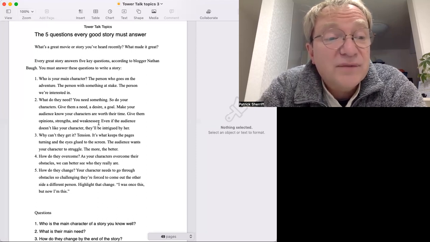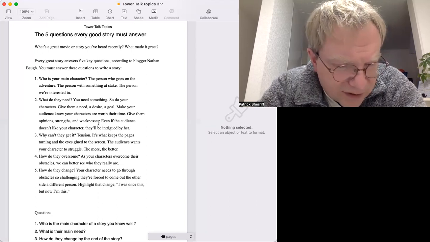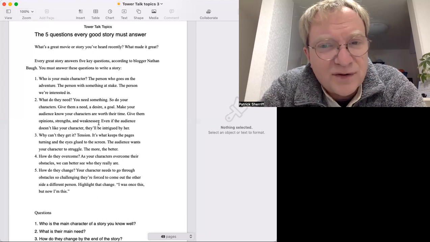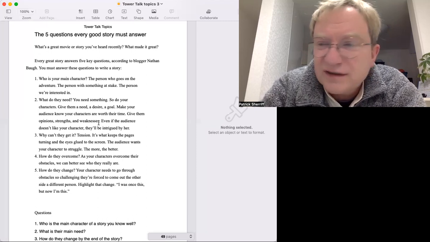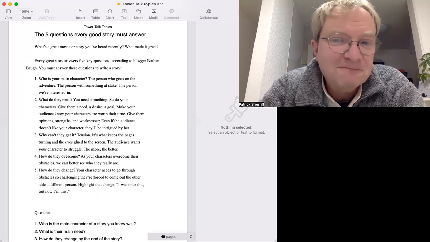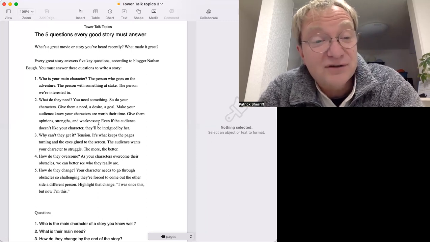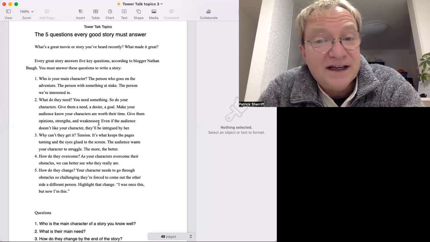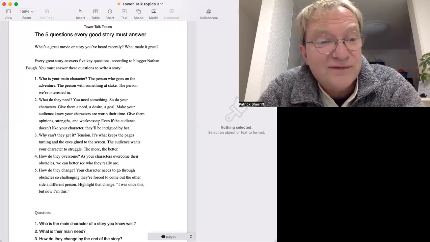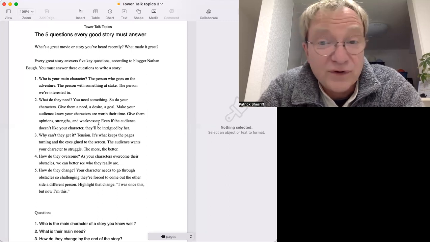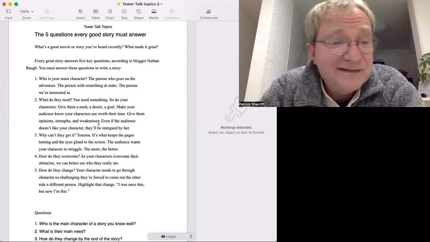As your characters overcome their obstacles, we can better see who they really are. In the Cinderella story, of course, she has her fairy godmother who comes and gives her a magic dress and magic slippers and gives her a chance to escape just for a few hours to the ball. And because she's so beautiful and wonderful, the prince falls in love with her dancing, I guess. She's a good dancer.